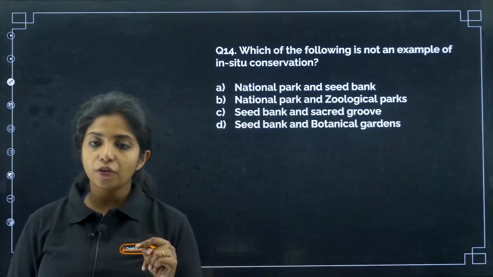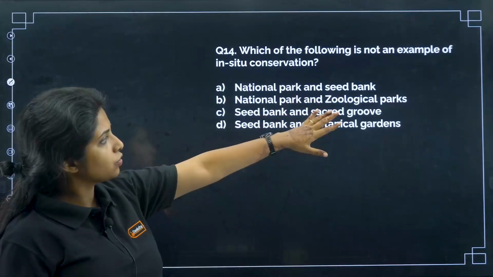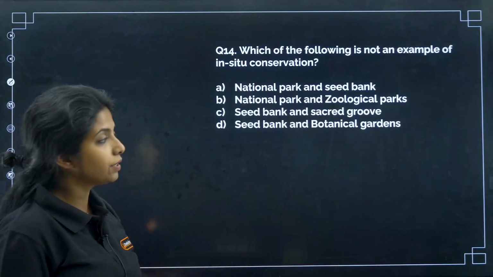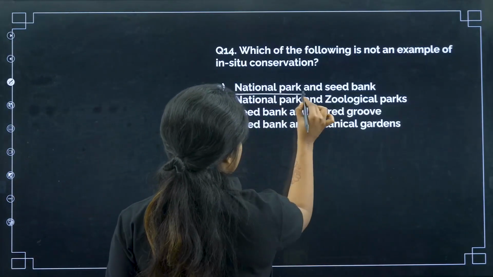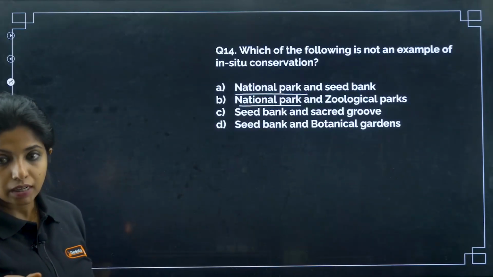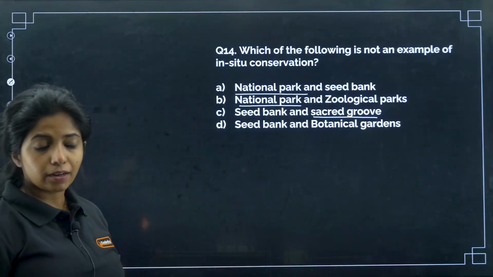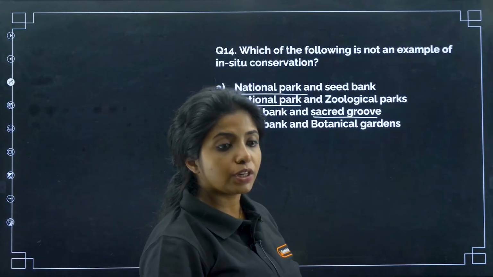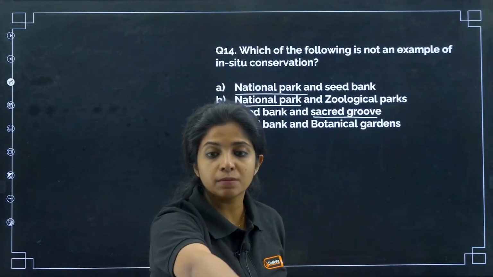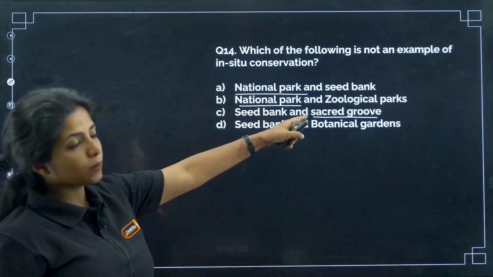Now, which one of the following is not an example of in situ conservation? National park and seed bank, national park and zoological parks, seed bank and sacred grove, seed bank and botanical gardens? My dear children, national park is basically conserving in situ only, so it is one. When you talk about sacred groves, again it is in situ. I am saving an area because of my religious respect, but in that way I am also preserving all the organisms in there. In their location only they are being saved.